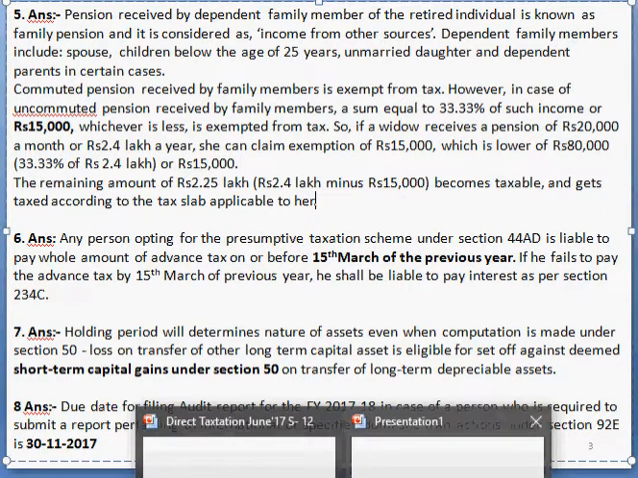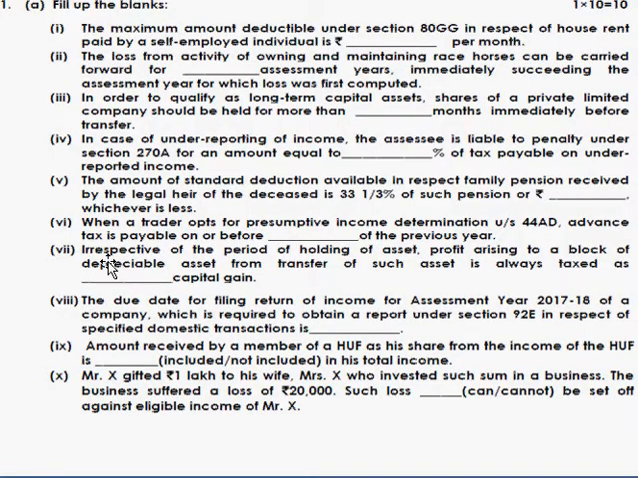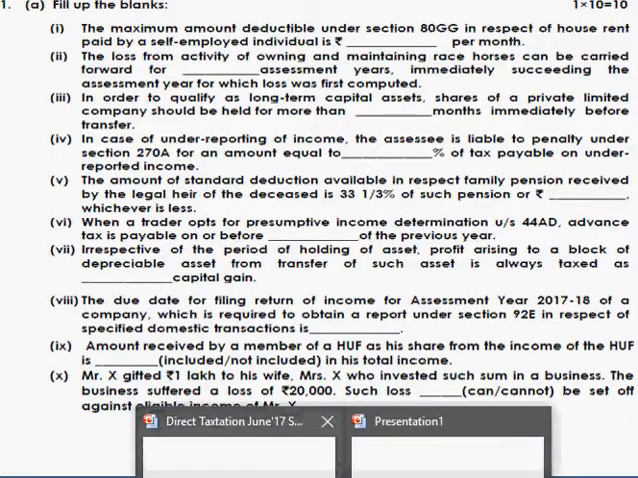Okay. Now the next question is: irrespective of the period of holding of the asset, profit arising to a block, depreciable asset from transfer of such asset is always taxed as short-term capital gain or long-term capital gain? What will be the answer? Guys, let's try to understand the question. Irrespective of the period of holding. Earlier, in the previous question, we saw what the periods were, like 36 months, less than 36 months, more than 36 months, or more than 24 months, whatever the case. So irrespective of the period of holding, if it is a depreciable asset, then how will the capital gain be taxed? Let's see the explanation here.